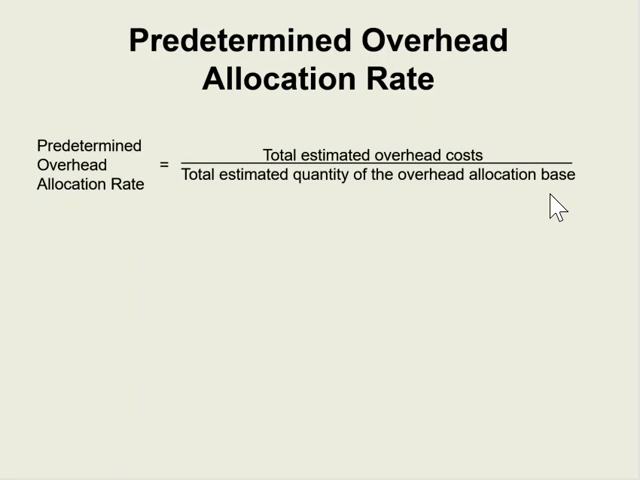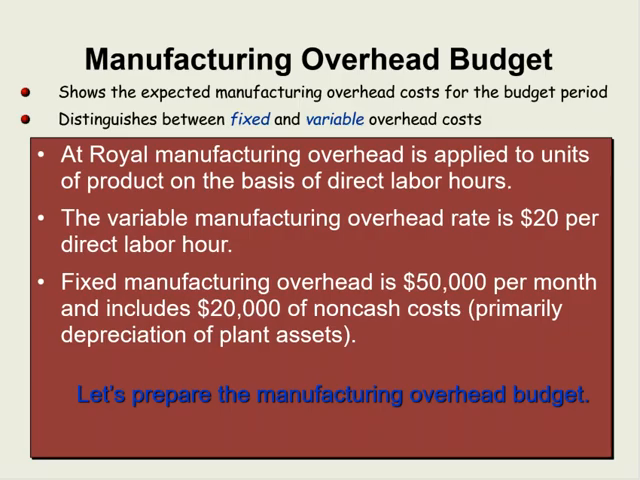So we have to figure out a good way to allocate those out. The easiest way is typically by machine hours or direct labor hours. That's the basic go-to standard for how to allocate our overhead. There are many other fancy ways that we can cover in other classes, but for this class, one of those two would be sufficient. So let's take a look at Royal again.